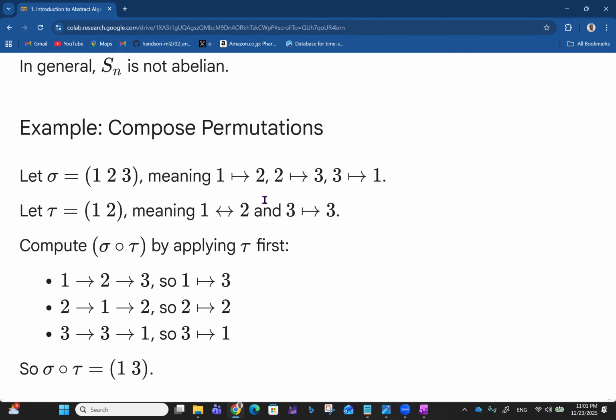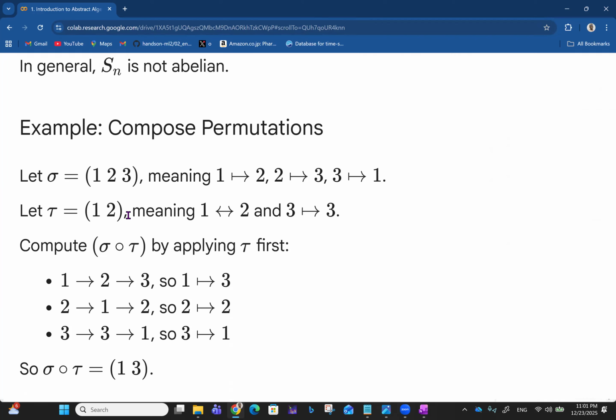Then on the other hand, you have two. Two can also go back to one. So two goes to one, and then one goes to two. That means you can move from two to two. Then on the other hand, now you have three going to three, and three goes back to one. So it means three goes to one ultimately. So overall, now we have sigma composed with tau is (1 3). Sigma composed with tau is ultimately (1 3).